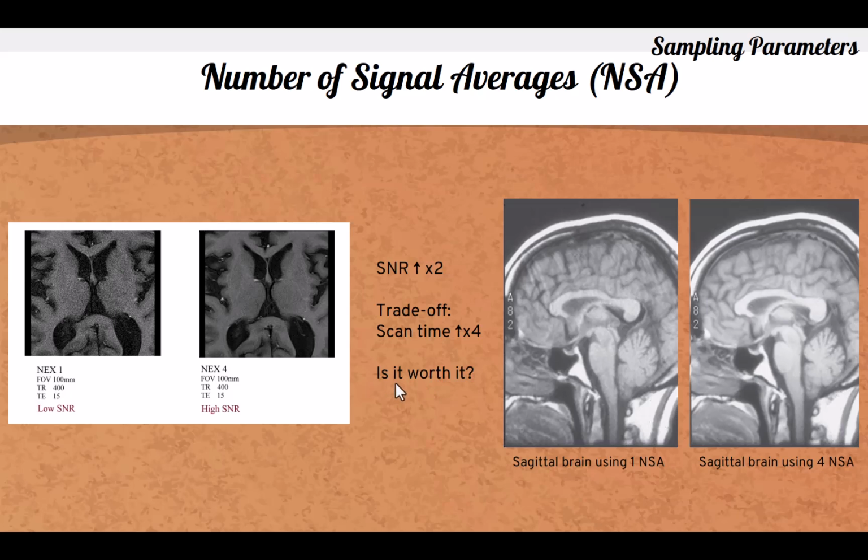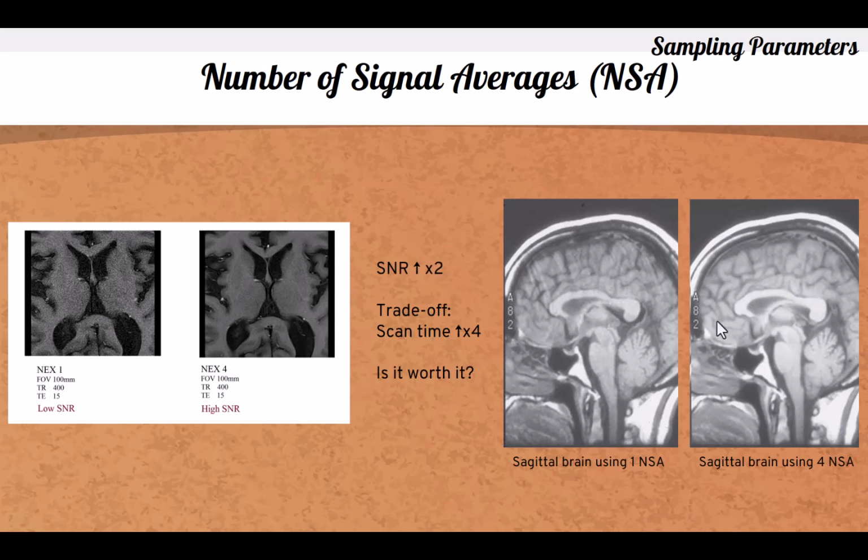Here are two images showing you this relationship. This axial brain with a small field of view has an NSA of 1, meaning there's not much signal. And you can see that with how grainy the image looks. But as you bump up your NSA to 4, and remember, you take the square root of 4, which is 2, so the signal here is doubled compared to the image to the left. You're able to see these structures with higher signal, but is it worth it? Because now we have quadrupled our scan time.